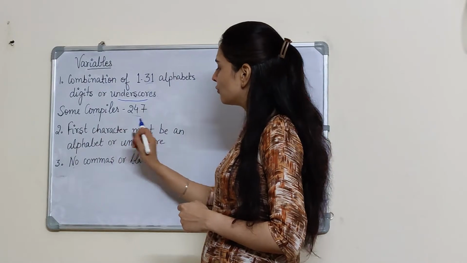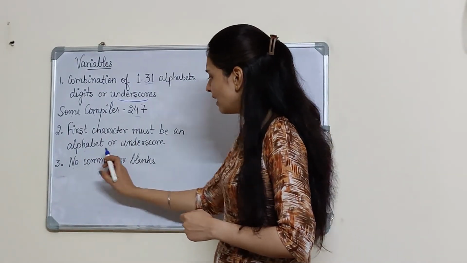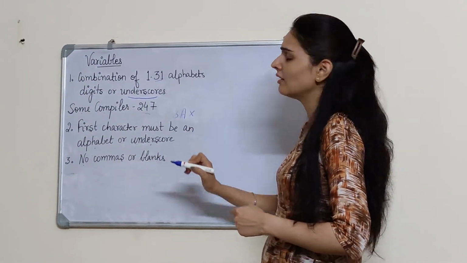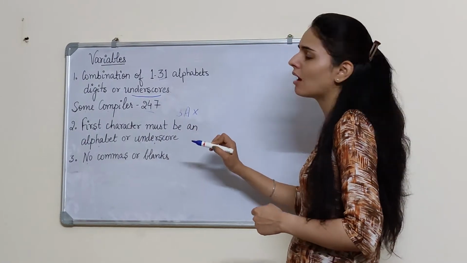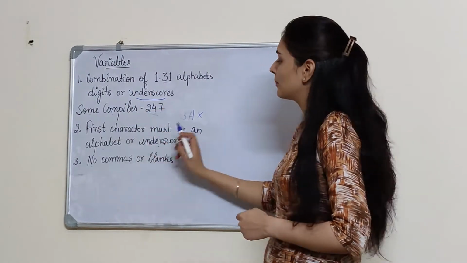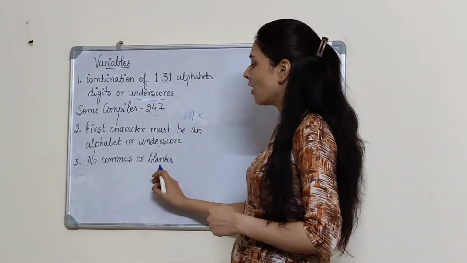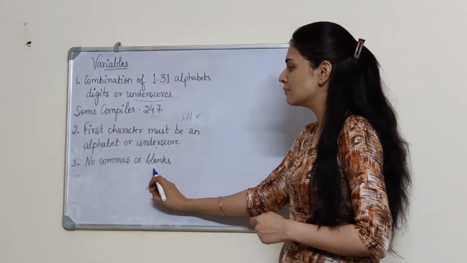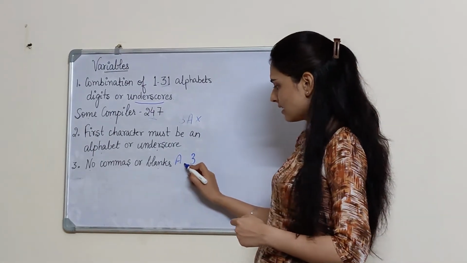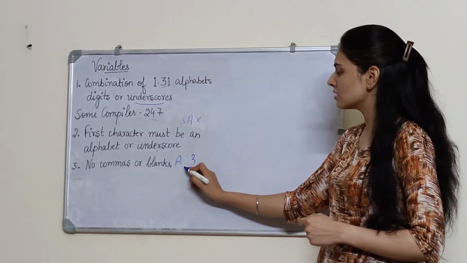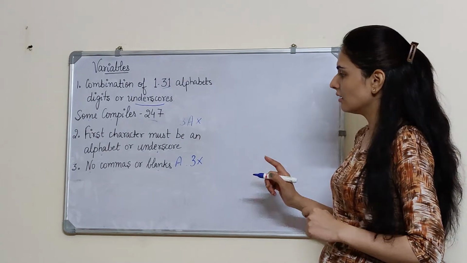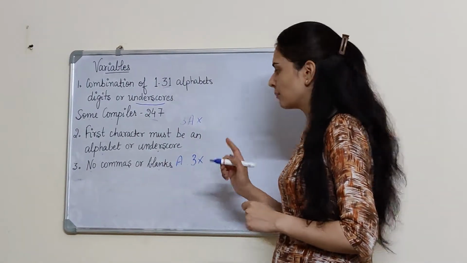Next rule is that the first character should be either an alphabet or the underscore. That means if I try to write this as the variable name, this is not a valid variable name. Why? Because it is starting with a number. So variable name will either be starting with alphabet or underscore but not the digit. Next is neither commas nor blanks are allowed in the variable names. So if I try to write this as the variable name, since there is a blank in between the a and 3, this is not a valid variable name. So these are all the rules of variables that a variable name should follow, that the programmer should keep in mind.